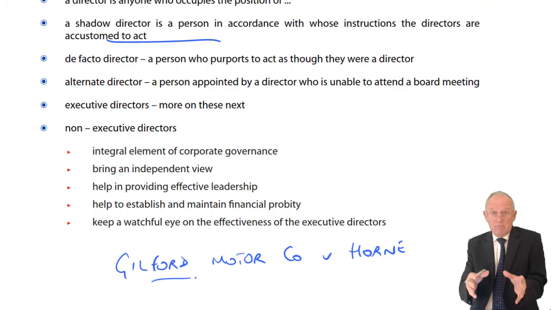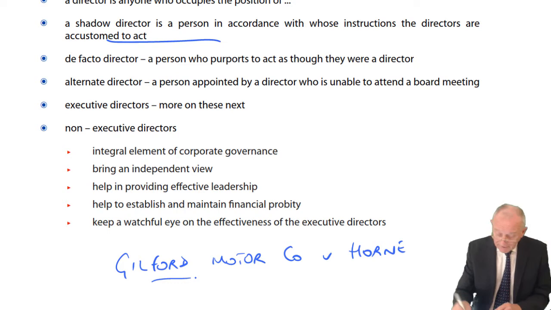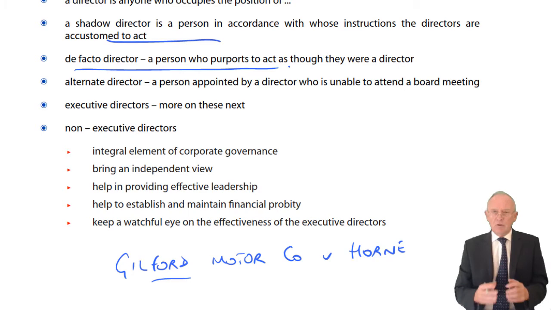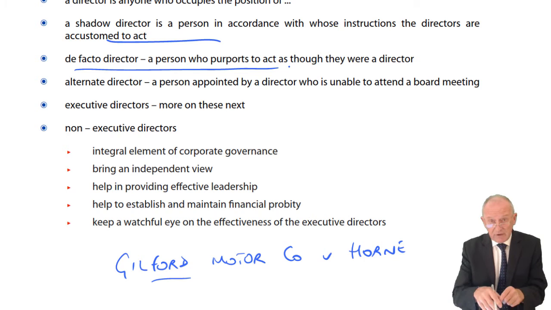Mrs. Horn was the member and the director of the Horn Motor Company, but it was really Mr. Horn who was a shadow director, a person in accordance with whose instructions the directors are accustomed to act. A de facto director is a person who purports to act as though they were a director. Now, you might think, well, so what? But if they act as though they are a director, and the company becomes liable because of this person acting without power, without authority, then that de facto director has been acting for the company.